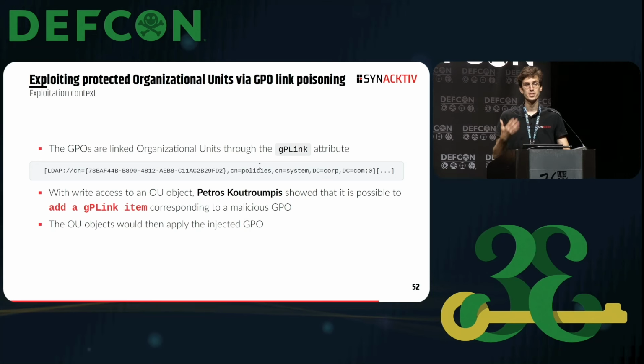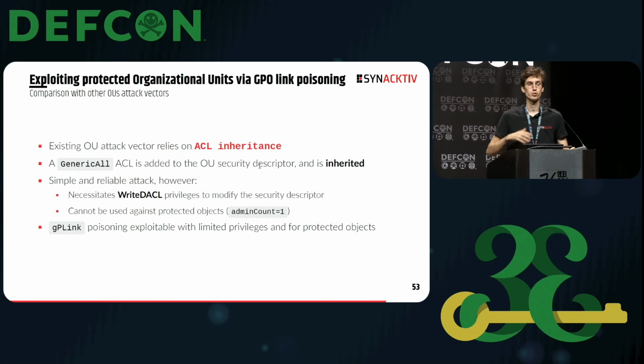And when you have write access to an organizational unit, Petros Koutroumpis showed a few years back that it is possible to add a gPLink item in order to simulate a malicious GPO that objects of the organizational unit would try to apply. And why is it interesting? It is interesting in comparison with other organizational unit attack vectors that we previously had.